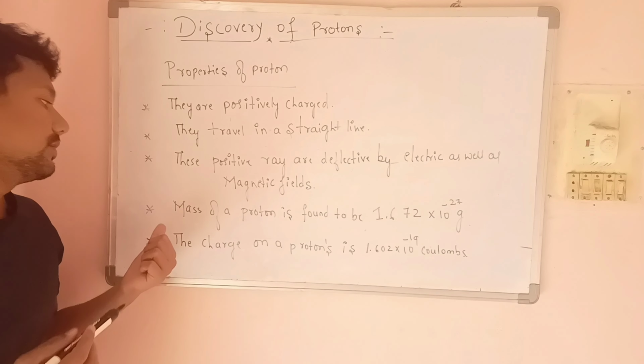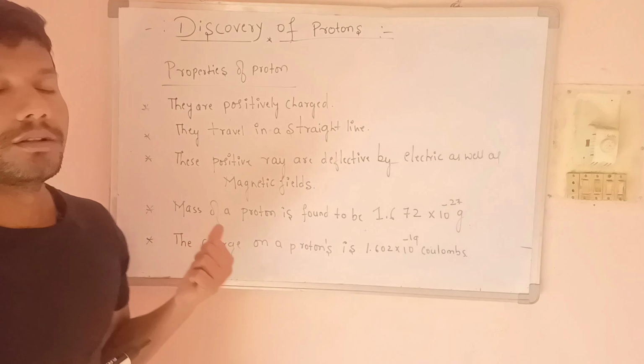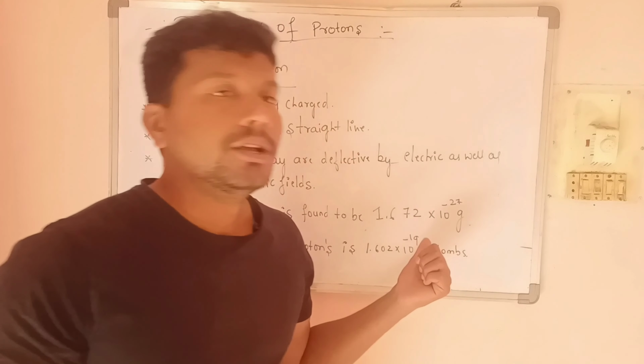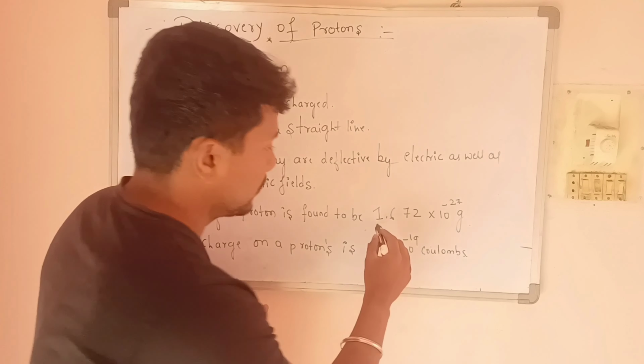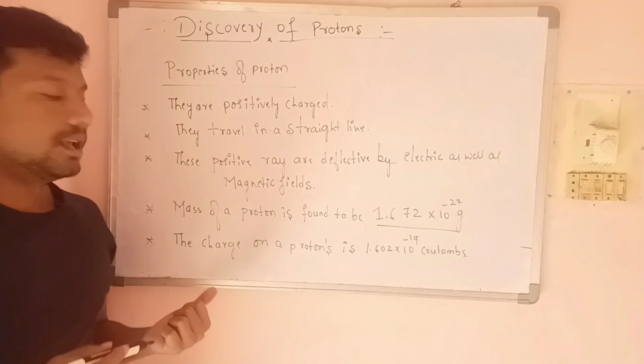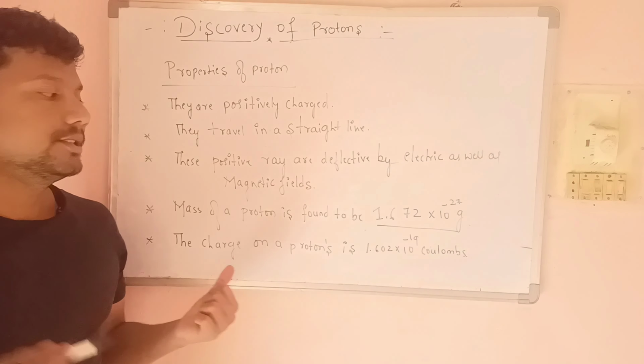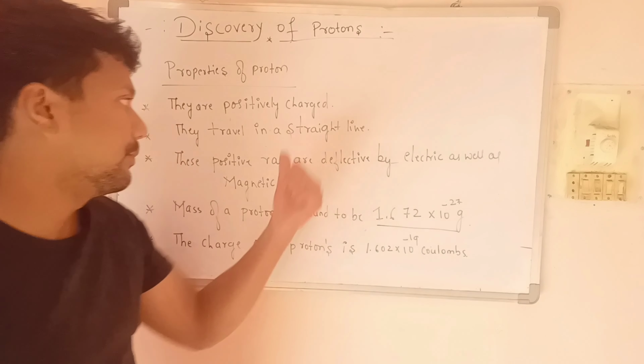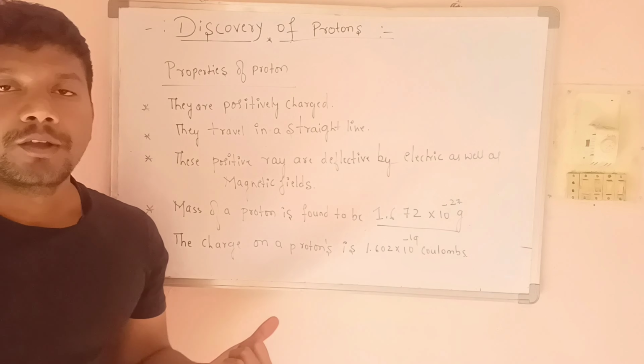The next property is the mass of the proton. The mass of the proton is 1.67 × 10^-27 gram. And the last property: the charge of the proton is 1.602 × 10^-19 coulomb. These are the properties of the proton.